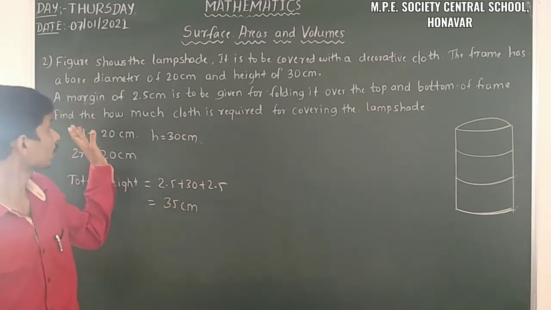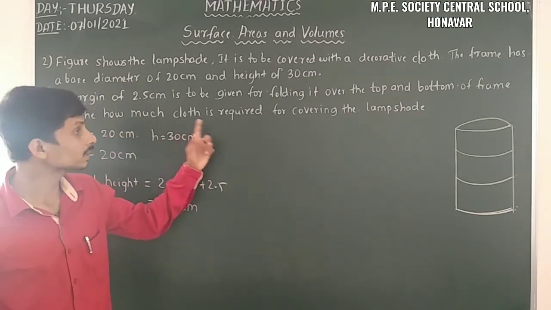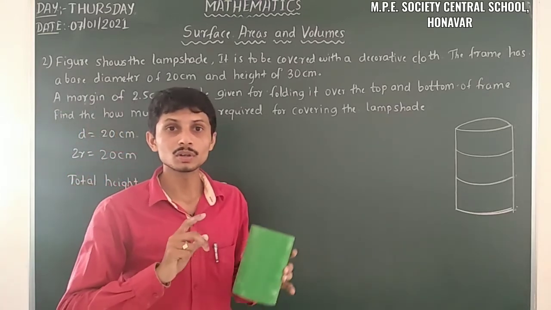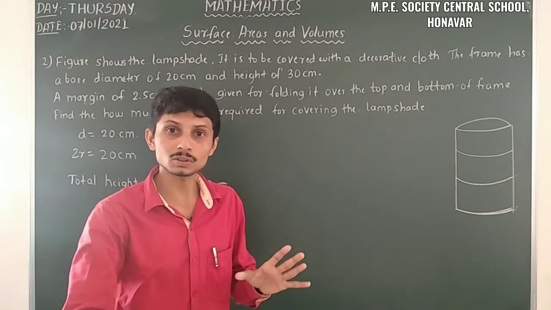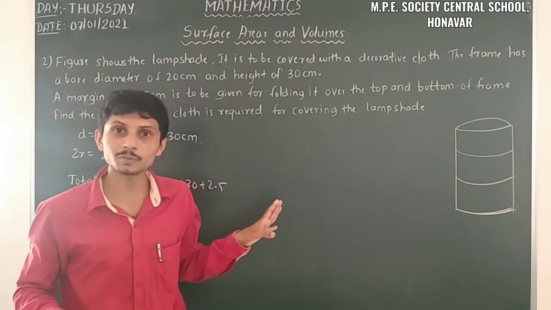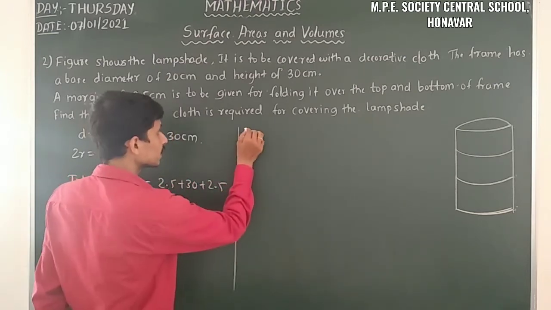Then we have to find out the total cloth required for covering the lampshade. That means we have to cover the lampshade using that cloth, so how much cloth is required to cover that lampshade. For that we have to find out the curved surface area.